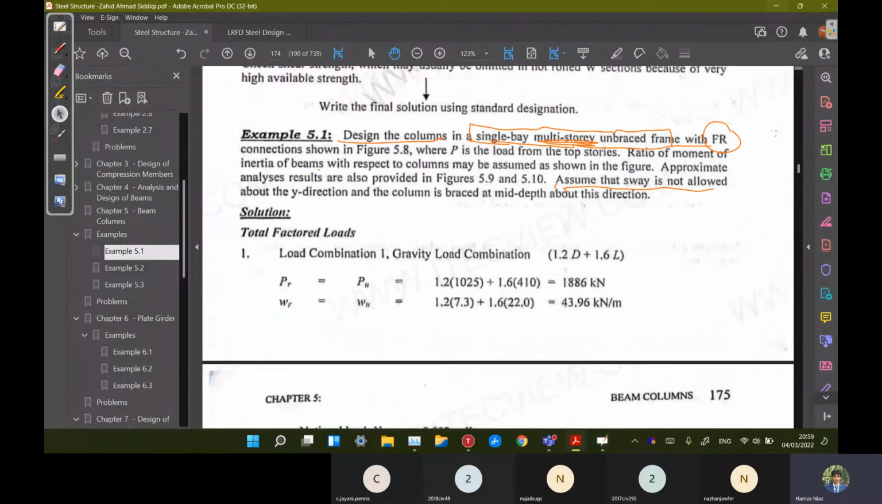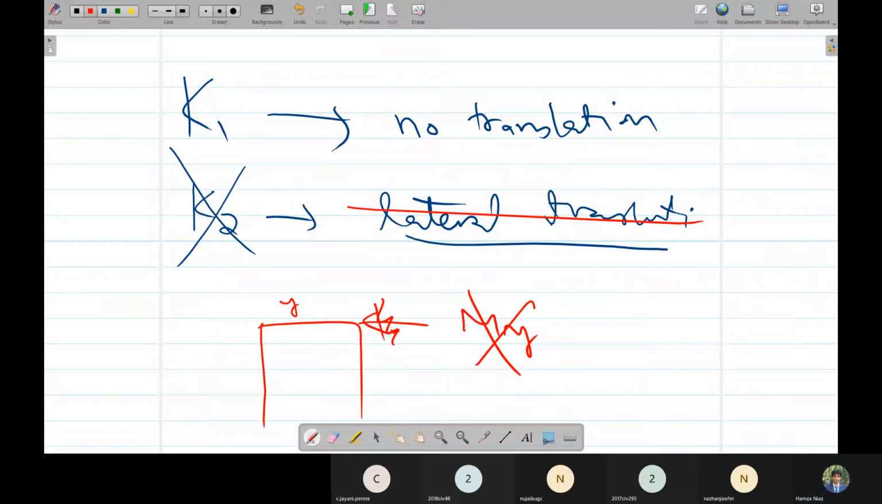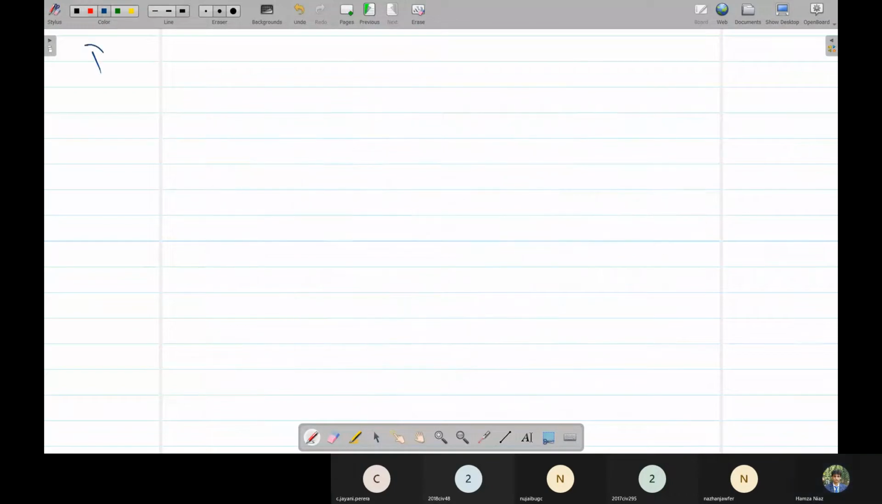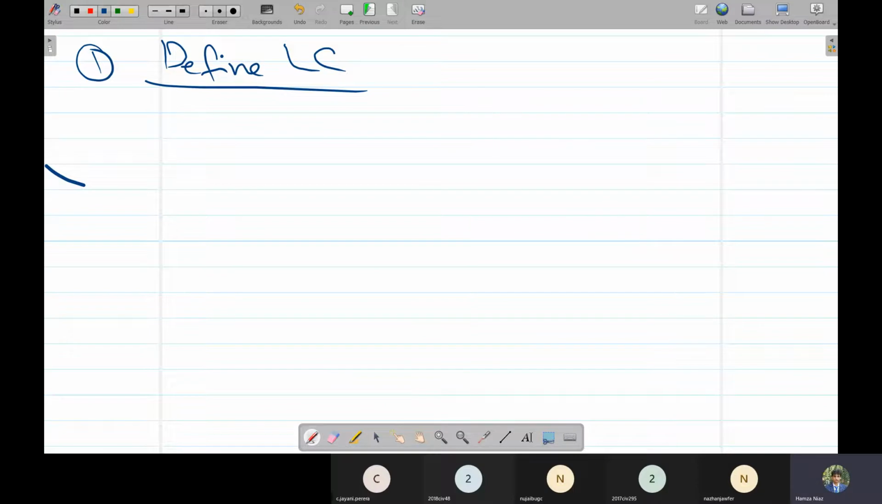So this was all the question. First step is to define load combinations. You have to define load combinations. They may or may not be given in the paper. So we have to memorize these two basic ones. 1.2 dead plus 1.6 live. This is our first load combination.